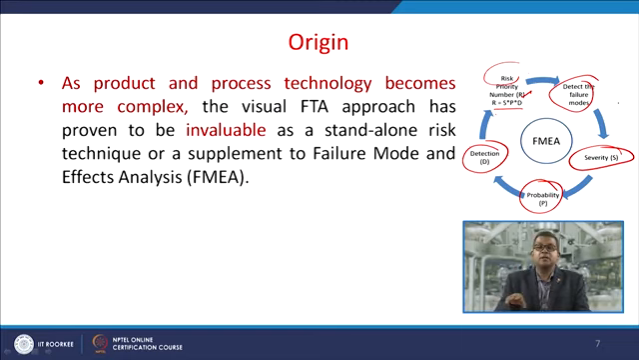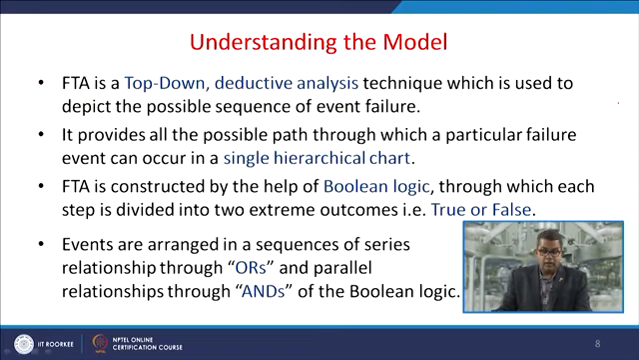So this is termed as the failure mode and effect analysis. Now let us have an understanding of the model: the fault tree analysis is a top-down deductive analysis technique which is used to depict the possible consequence or the possible sequence of any event failure. So it provides all the possible paths through which a particular failure event can occur in a single hierarchical chart.